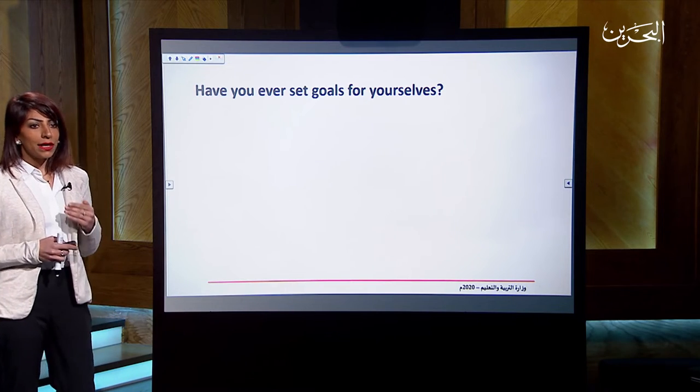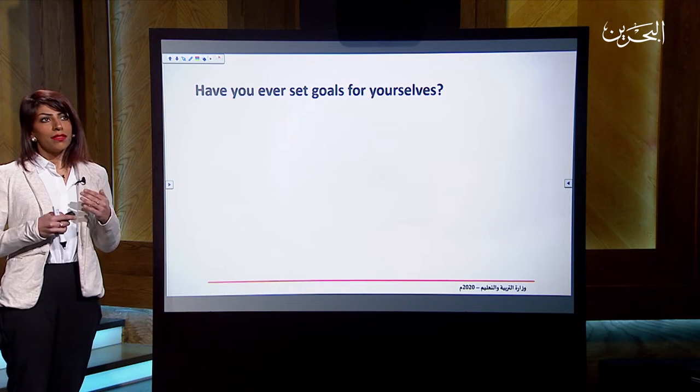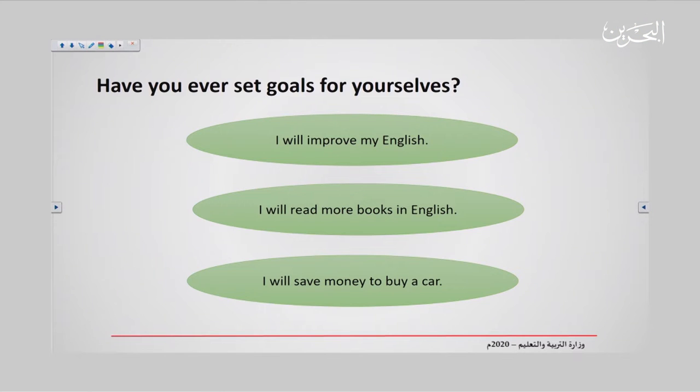Now, let's see. Because you are students, the major goals that you may set for your lives could be as follows. I will improve my English. Or, I will read more books in English. Or, I will save money to buy a car. Of course, since you are high school students, you are secondary students, you will definitely get your driving license very soon and you are planning to buy your car. So one of the objectives or the goals is to save money for buying a car.